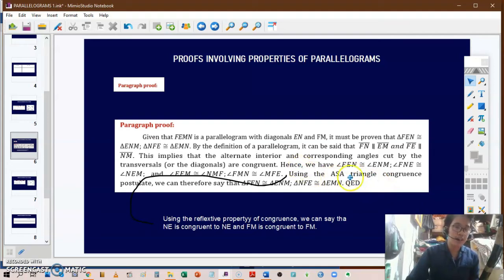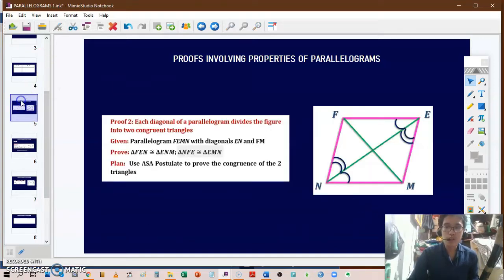So using the ASA triangle congruence postulate, we can therefore conclude that triangles FEN and ENM are congruent, and triangles NFE and EMN are congruent, QED, or quod erat demonstrandum. Okay, so that's the proof that we have for our triangles.